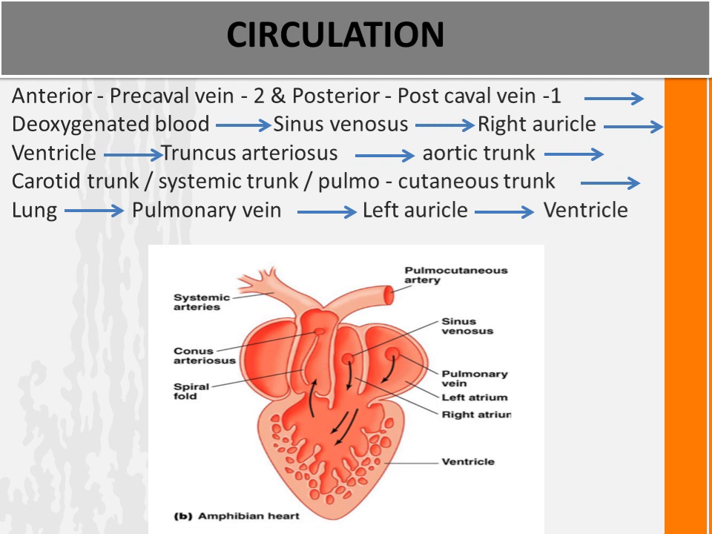What will happen again? Of course, the truncus arteriosus collects this same blood and supplies it everywhere. And the blood which goes towards the lungs will bring the oxygen again. Again it will come towards the heart. Is it okay? So this is the circulation process which takes place in the heart of frog. Fine.